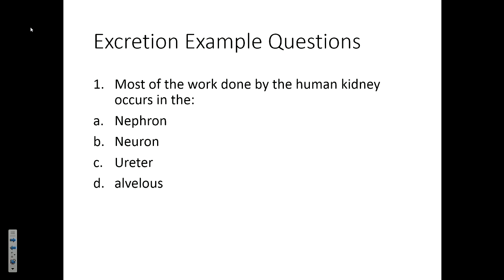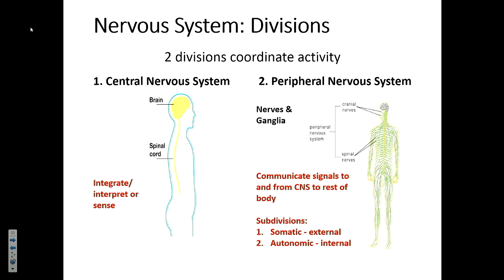Okay, so here's an example question. Most of the work done by the human kidney occurs in the, which one would it be? We have to be able to go through this list and eliminate. Which of these, first of all, are associated with the kidney? Nephron and ureter are both part of the system, but the only one that's actually part of the kidney is nephron. So you can eliminate a lot of your potential choices, and that definitely is a strategy here as well.